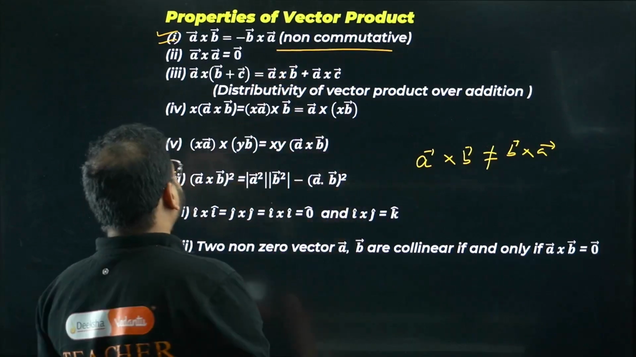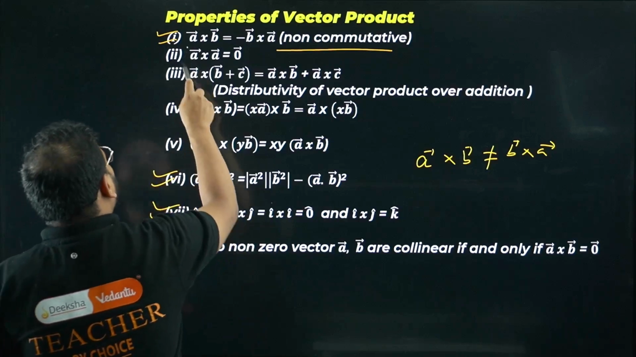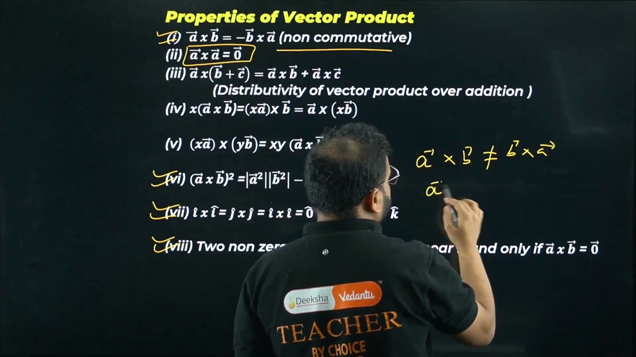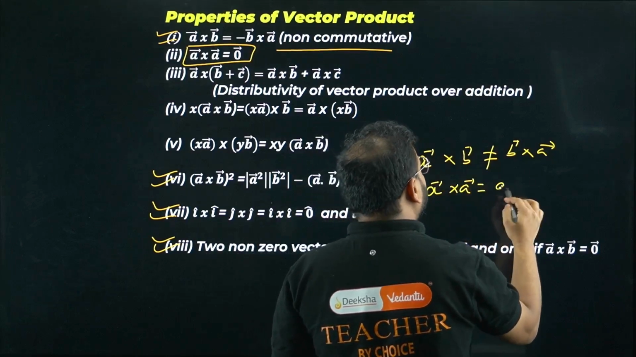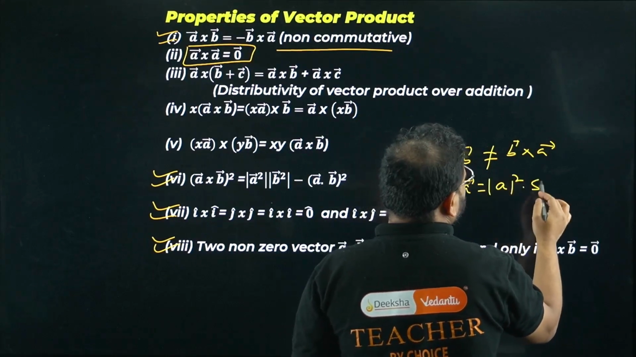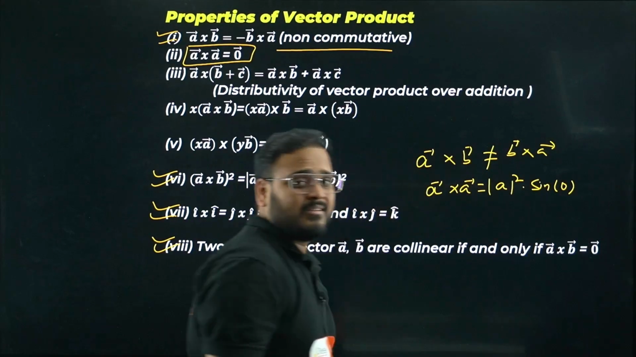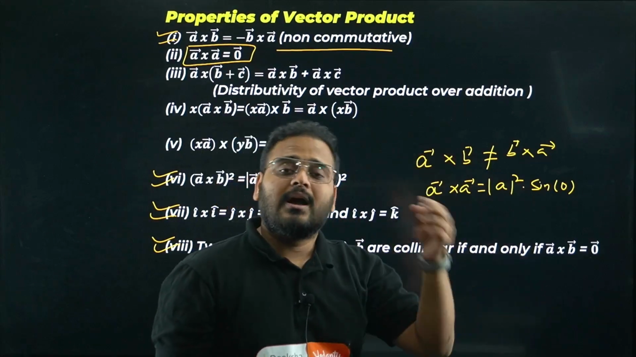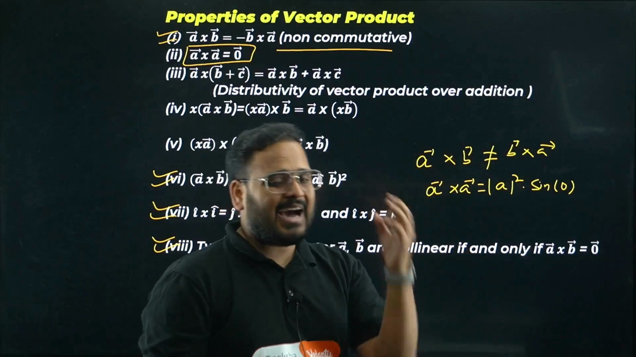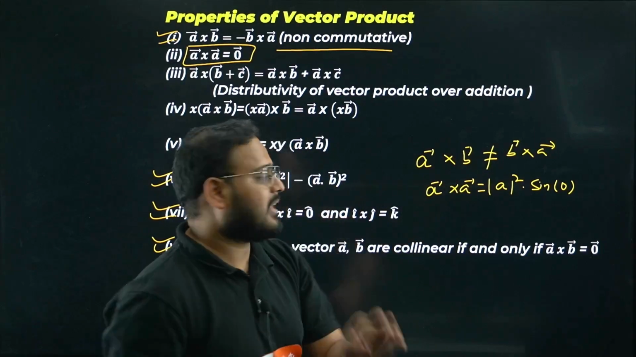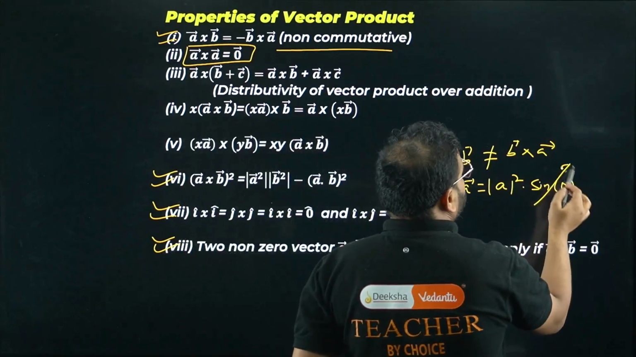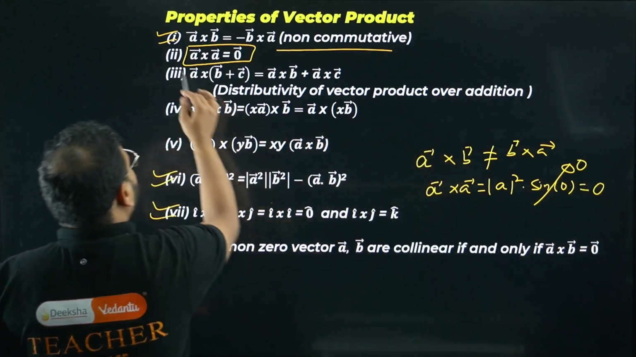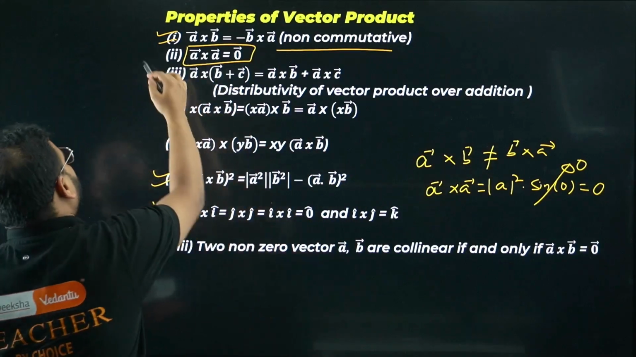Next, always remember A cross A is always 0. How come? A cross A will become A square sin 0. Why sin 0? Because theta is the angle between A and A. I'll repeat, angle between A and A. How much is that? 0. In that case, sin 0 is 0, so the whole thing is 0. Hence the result is 0. So it's always 0. Very, very important.